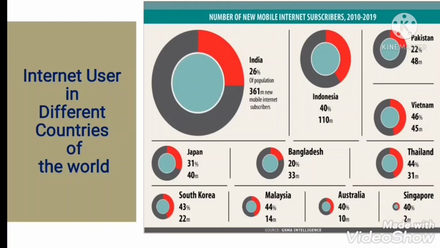So if you observe here, we are using a very small amount of internet. Japan 31%, whereas we are only 20%. So from the above figure it's very clear that the number of people in our country is not yet using much internet.